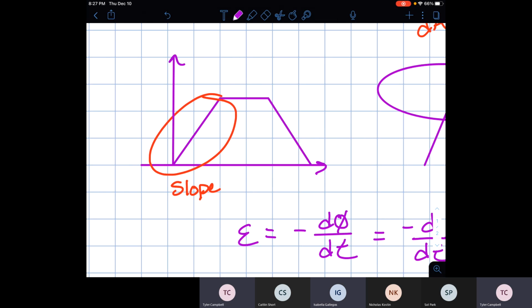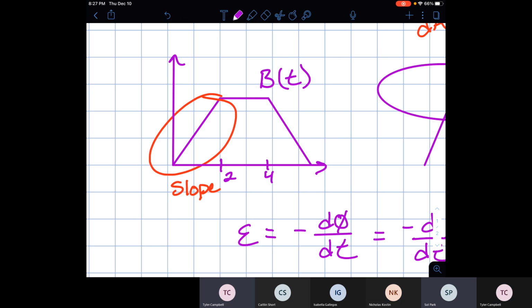My apologies. I believe this question asks for the induced EMF over a certain amount of time, right? So you have this from 0 to 2 seconds right here, and I think 2 to 4 is right there. So if it asks you for the EMF over a certain amount of time, you'll just take the slope of this B field function during that time period.